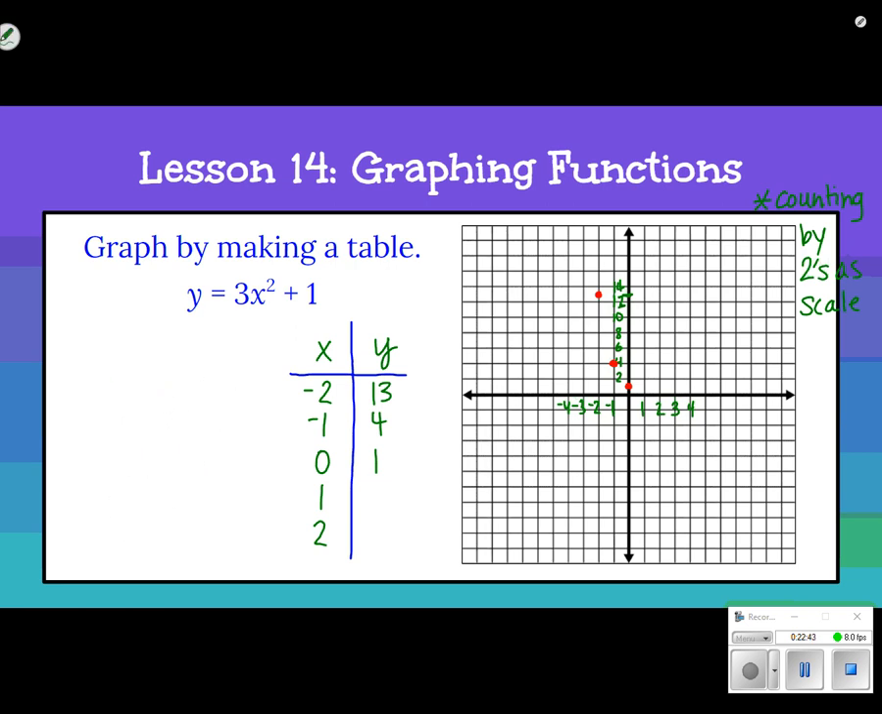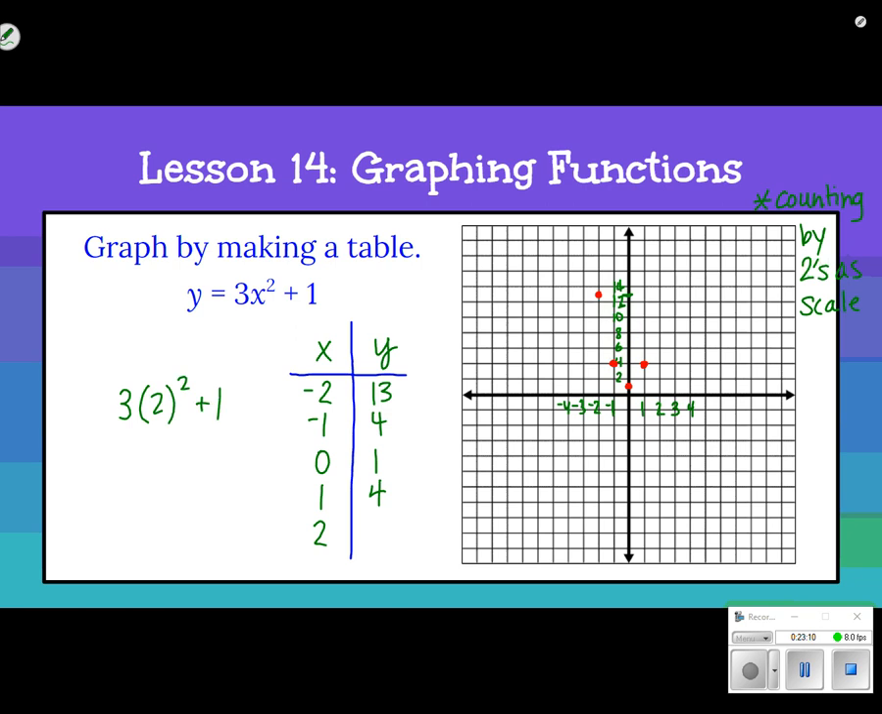So 3 times 1 squared plus 1. Well, that's 3 times 1, which is 3. 3 plus 1 is 4. Remember, the table is part of your answer. 1, 4. It also allows me to see, are you plugging in the right numbers? What numbers are you plugging in? Are you graphing points right? All of those things that table allows me to see.